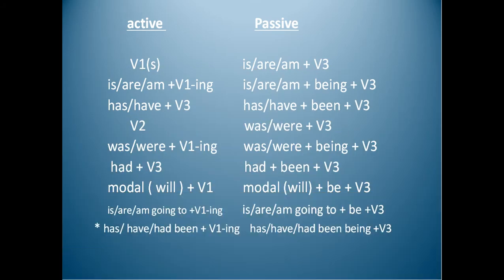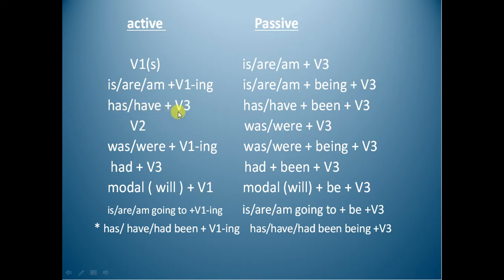These are the rules of changing active into passive. Active to passive. مبني للمعلوم مبني للمجهول. If you have verb 1, take a picture. Use your phone to take a picture because there is no time to write them. Verb 1 or verb 1 plus s, you'll change the verb into is, are, am plus verb 3. Is, are, am plus verb 1 ing, it will be is, are, am plus being plus verb 3.